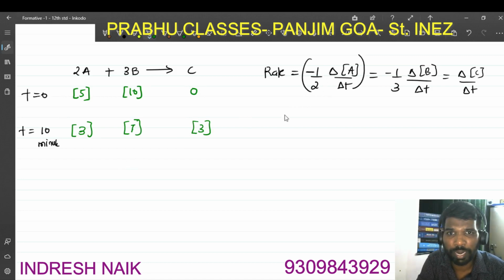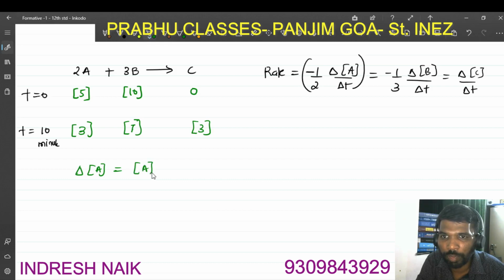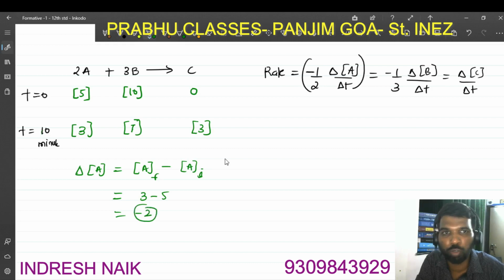So what is this delta A? Delta A is the concentration of A final minus the concentration of A initial. So what is final? This is final, after 10 minutes. So this is 3 minus 5, which is going to come to be minus 2. So minus 2 means over here the delta value in this example is minus 2. So minus 2 into this minus is what? Plus. So together this quantity is positive.